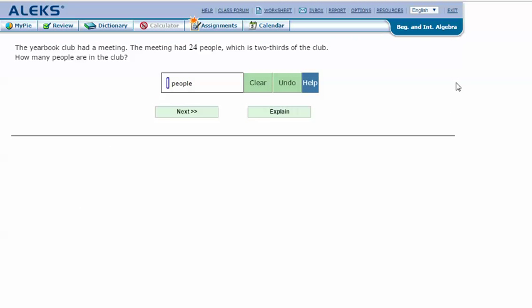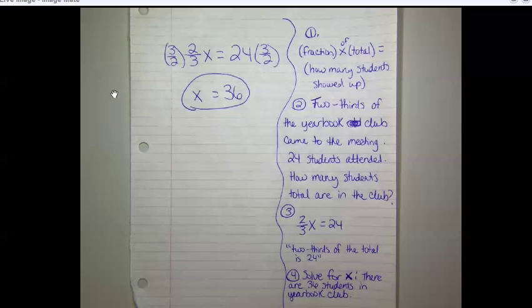The yearbook club had a meeting. The meeting had 24 people, which is 2/3 of the club. How many people are in the club? Here are my notes. The original problem said that 2/3 of the yearbook club came to the meeting. 24 students attended. It wanted to know how many students total are in the club. And I just kind of paraphrased this from the original problem.